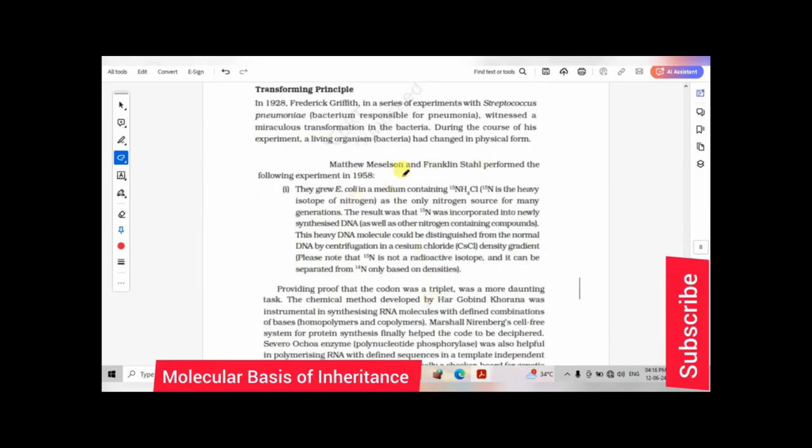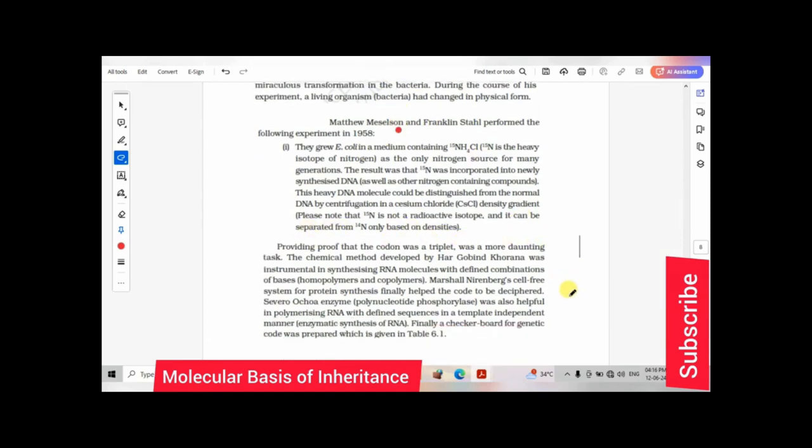You can see the NCERT lines here regarding the different scientists related to the question, and this is from the chapter known as molecular basis of inheritance.